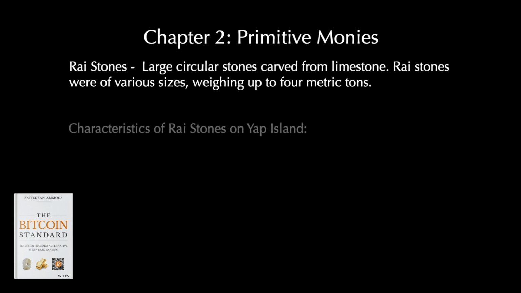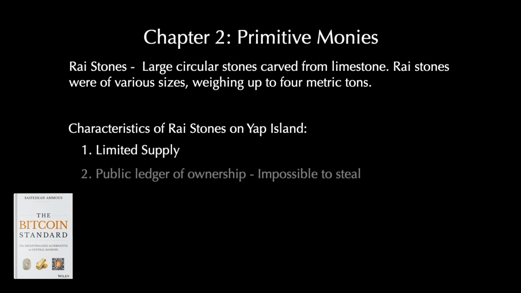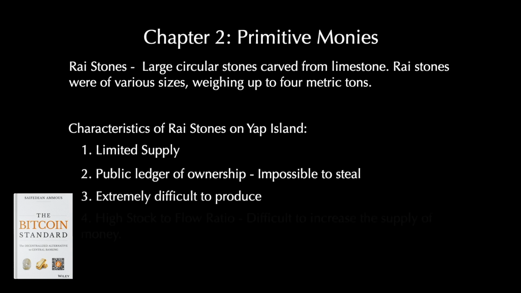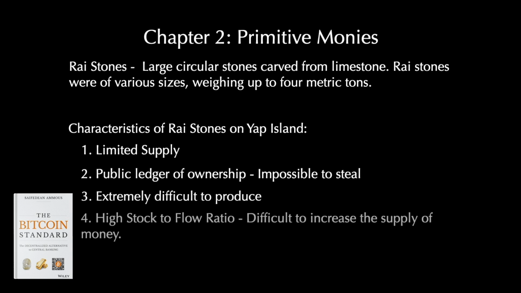Owners of the stones could use them as payment without having to move them, but instead announced to the townsfolk that the ownership of the stone had now moved to the recipient. There was no way to steal the stone, because the ownership was known by everybody. These stones were extremely difficult to produce, and as such, worked well as money for thousands of years. In other words, the rye stones had a very high stock-to-flow ratio, meaning it was very difficult to create more of them relative to the existing supply of rye stones.